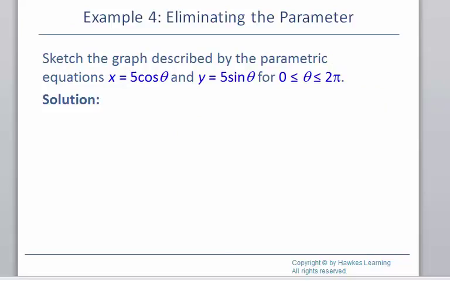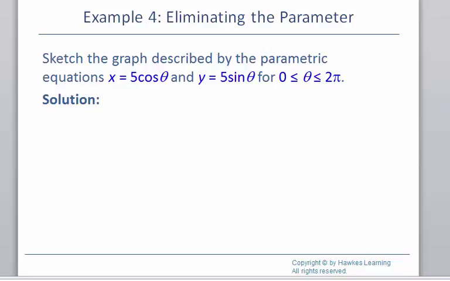Our next example asks us to sketch the graph described by the parametric equations x is equal to 5 cosine theta and y is equal to 5 sine theta for theta values between 0 and 2 pi. Now, there are several different ways to approach this, and we're going to talk through each method.